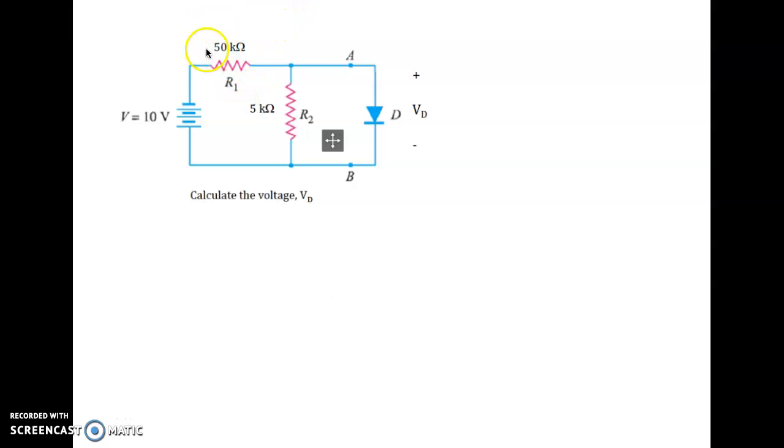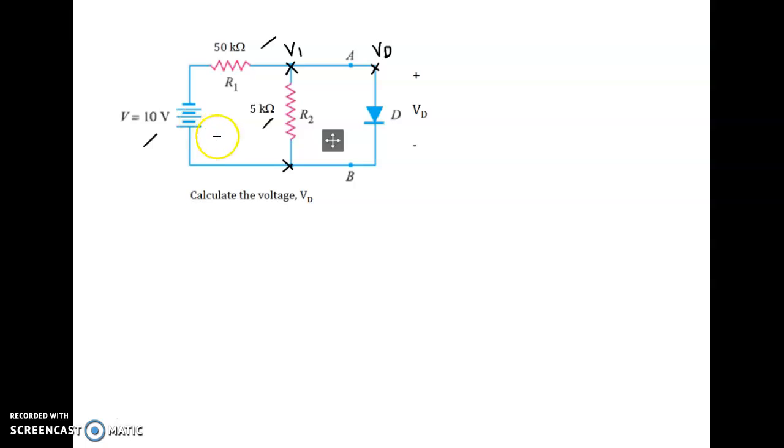So the first question is about the DC analysis of the diode. It consists of your 10 volt, 50 kilo ohm, 5 kilo ohm and one diode here. First we check this diode is parallel with the 5K, right? So whatever VD here will be almost the same with whatever the voltage drop here will be the same.